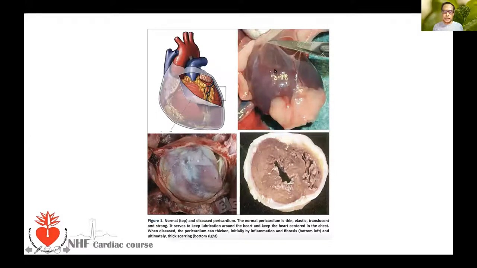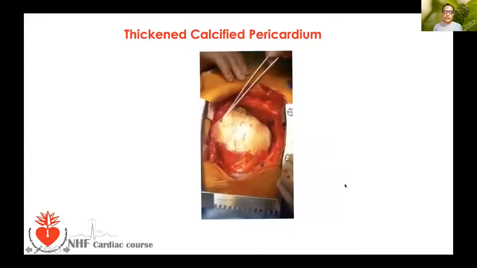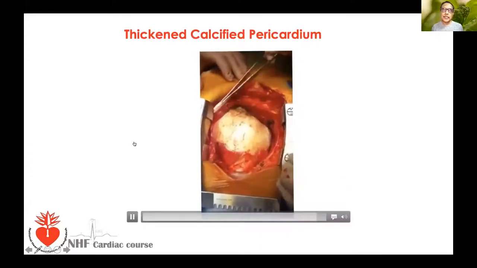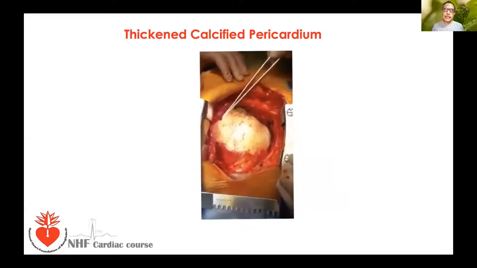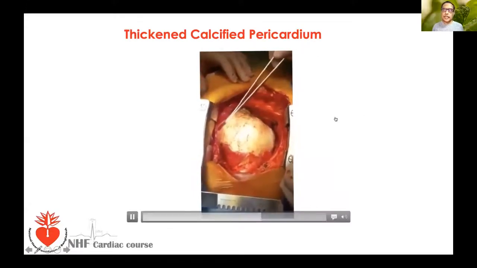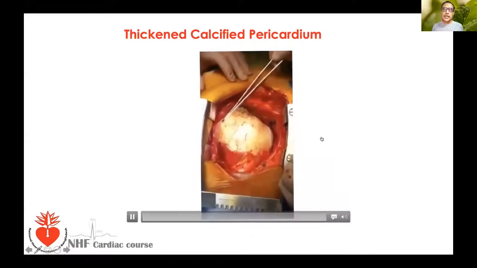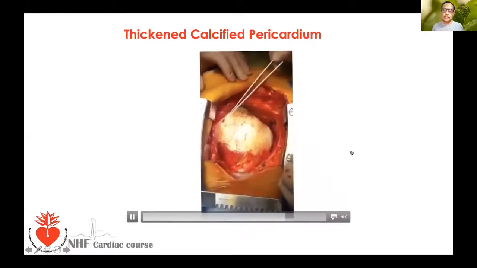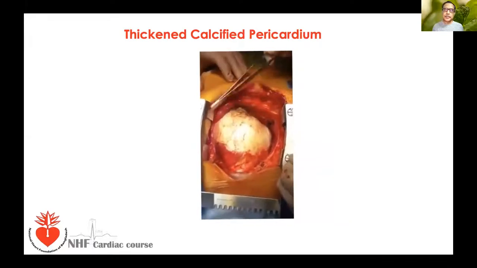But this pericardium, when diseased, becomes thickened by inflammation and fibrosis, which ultimately may result in thickening and scarring of the pericardium. So look at this picture. Someone is knocking on the heart with a forceps. Just listen to the sound, as if someone is hitting a stone. This is the calcified pericardium of a patient with constrictive pericarditis in the operating theater.